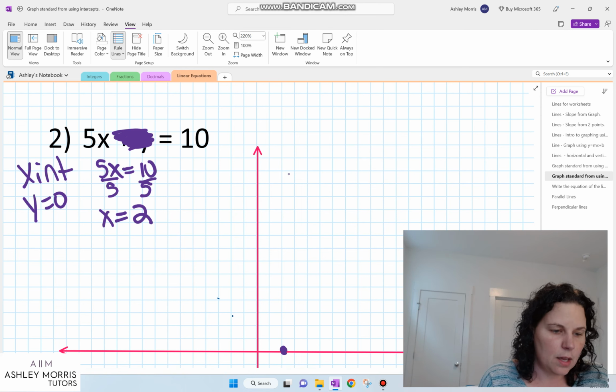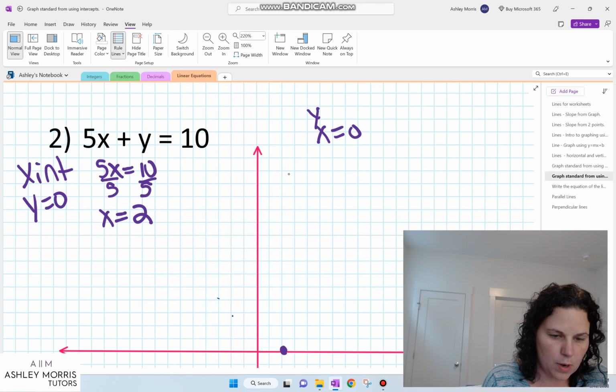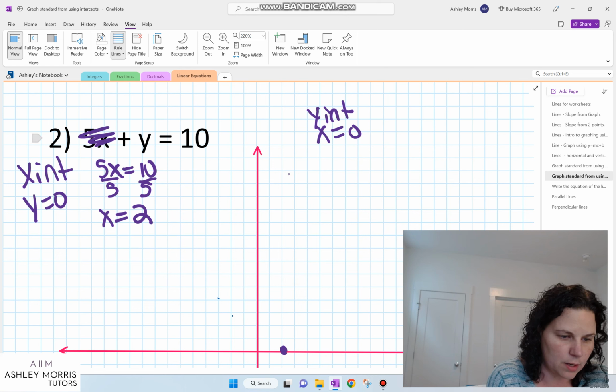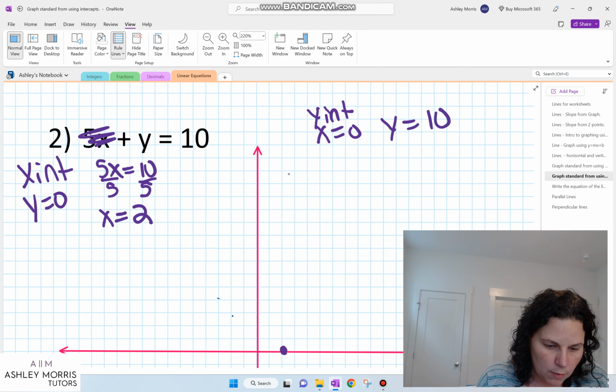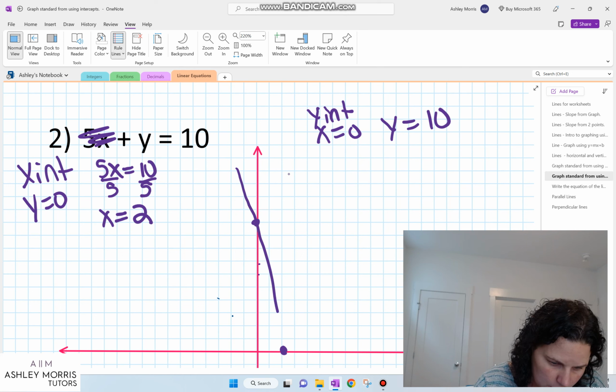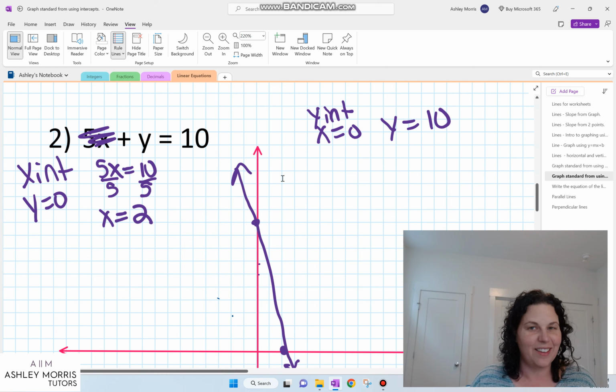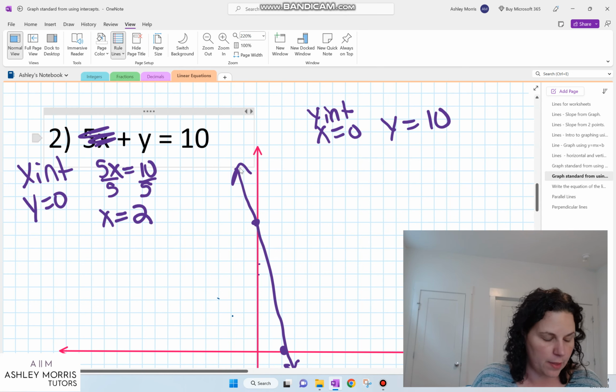And then cover up the x, because x equals 0 for the y-intercept. If x gets covered up, you just get y equals 10. That's easy, nothing to solve. 1, 2, 3, 4, 5, 6, 7, 8, 9, 10. Just be careful when you count with these and use your straight edge. You only have 2 points, so you don't have anything to really help you check to make sure you got them in the right line. So just be extra careful on that one.